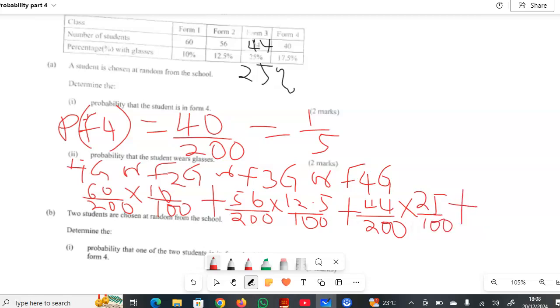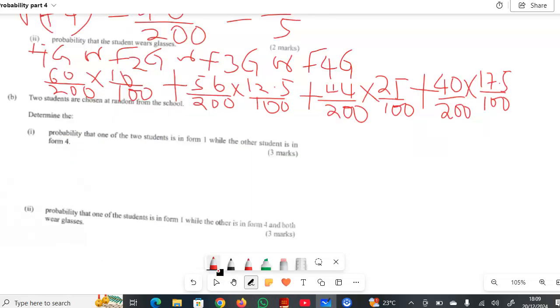Then plus the probability that you get a Form 4. Form 4 is 40 out of 200. Then you multiply by wearing glasses, 17.5%, so 17.5 divided by 100. See, 60 over 200 times 10 over 100, we are going to have 3 over 100.